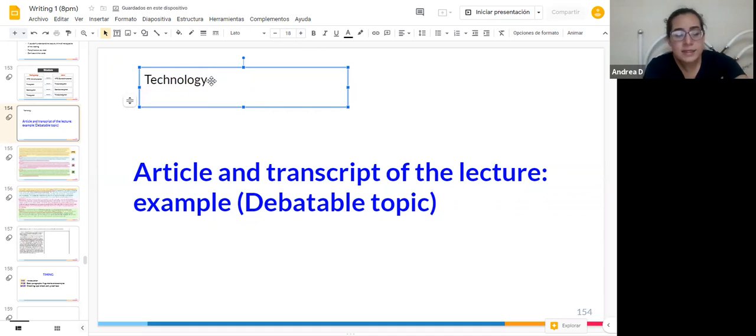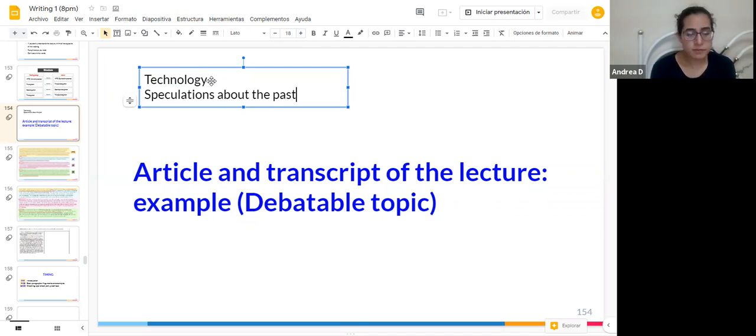Other things I've seen are speculations about the past. So it could be something like, I don't know, maybe Cleopatra, it's believed that Cleopatra had 2 kids before getting married, okay? So it's a speculation about the past that the reading is going to be trying to prove and that the lecture is going to try to object to, you know?